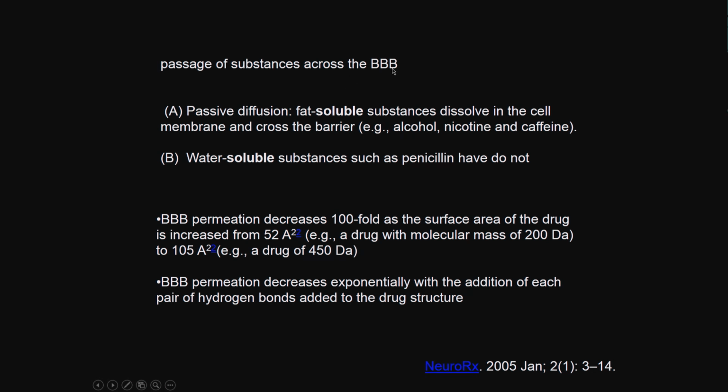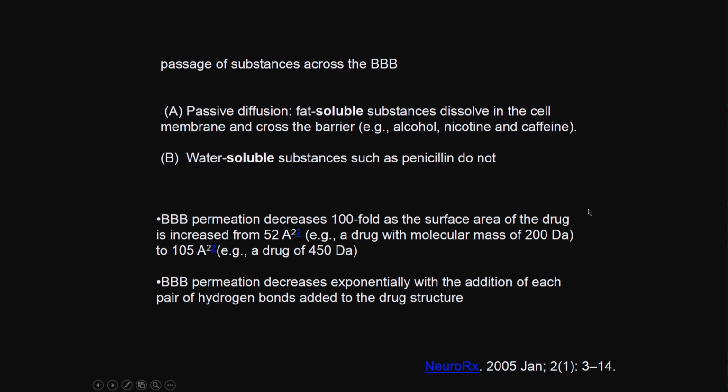Passage of substances across the BBB, like I said, is by passive diffusion. Fat soluble substances dissolve in the cell membrane and cross the blood brain barrier. Examples: alcohol, nicotine, caffeine, if it gets dissolved in the fat, it can go. Water soluble substances such as penicillin, they do not.